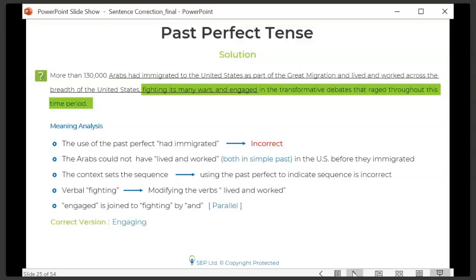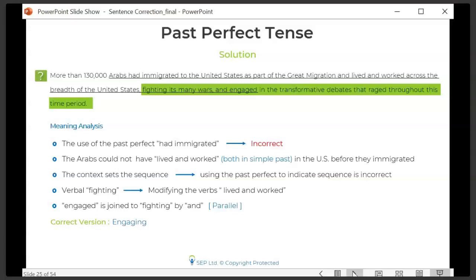Okay, again, since we're not really talking about parallelism here, I'm going to teach you that later. But the point here is when you're joining two verbals with a connector, the verbals should be in the same form. Say, for example, to fight and to engage, fighting and engaging, fought and engaged, and so on. That is parallelism in a very short version for you. So this part has that error.